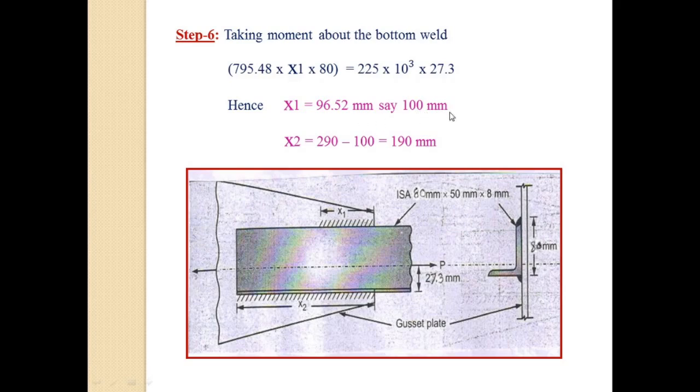Okay, so the total weld length we know is 290. So 290 minus this x1, that is 100, we get the value of x2, that is 190 mm. So we are providing the weld x1, that is 100 mm, at the top edge, and 190 mm at the bottom edge. Okay, so I hope you understand this problem.